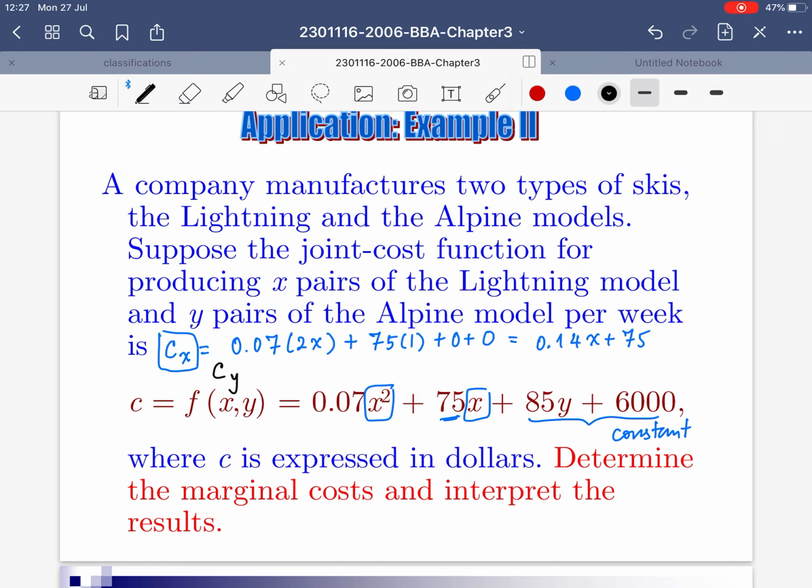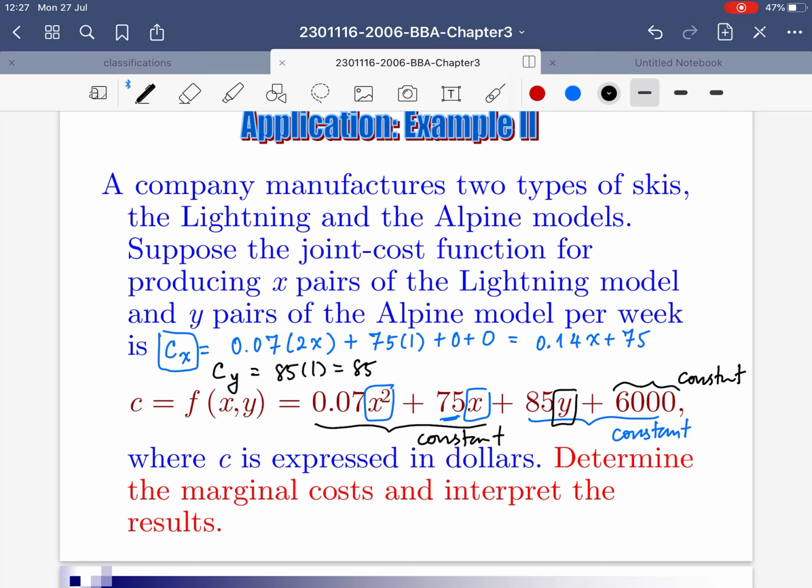And if you need to find the marginal cost with respect to y, then all these terms are now constants with respect to y, and this one as well is of course already a constant. So only this one alone has the derivative applied to it. So it is 85 times 1, or simply just 85.